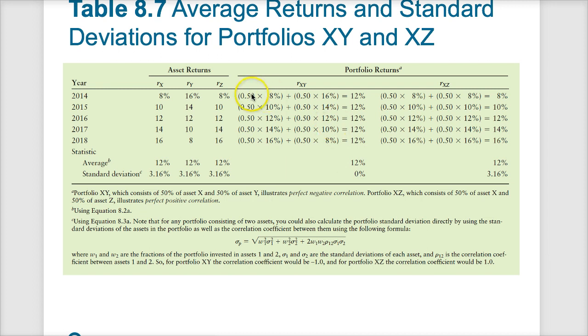If we combine assets X and Z, these are perfectly correlated. So the returns are identical. Combining two perfectly correlated assets together doesn't reduce standard deviation or risk.